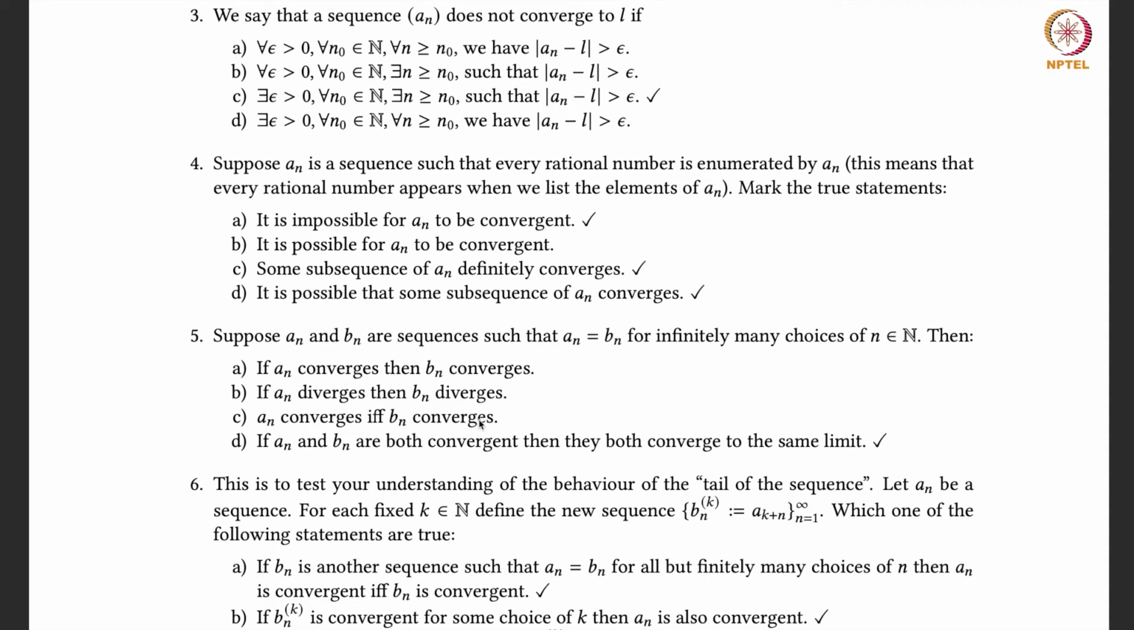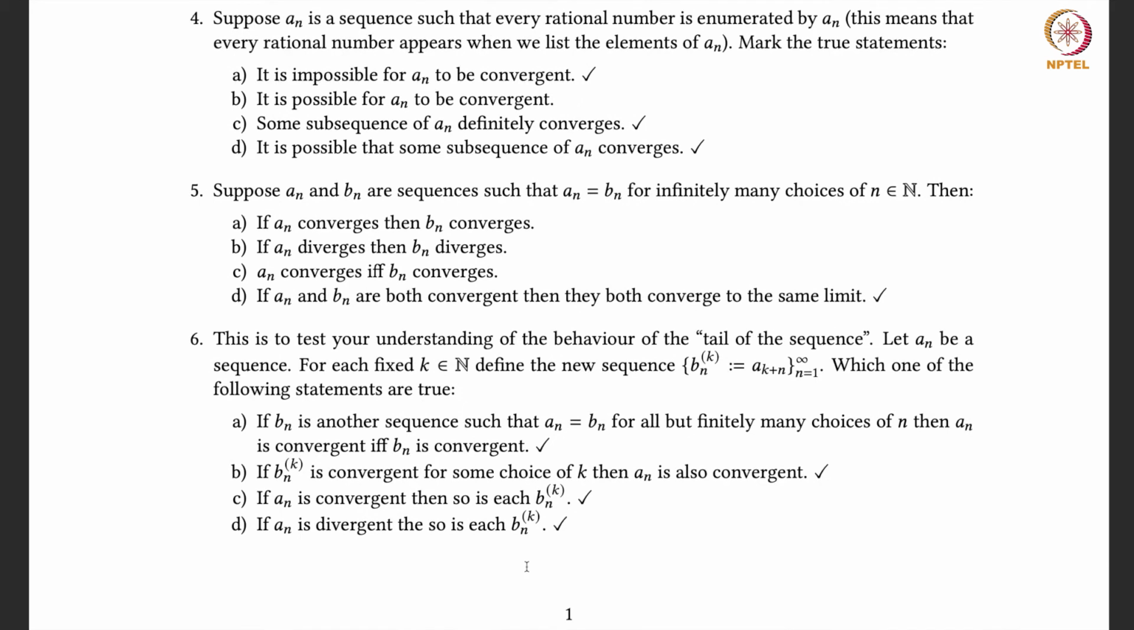An converges if and only if bn converges. No, that is not true. If an and bn are both convergent, then they both converge to the same limit. Yes, this is obviously true because an and bn agree at infinitely many values. It follows from the very definition of convergence that if both an and bn are convergent, then they must converge to the same limit. Problem number 6.